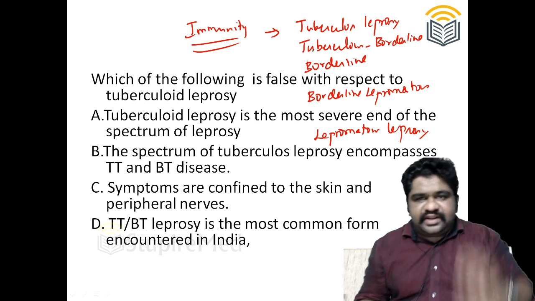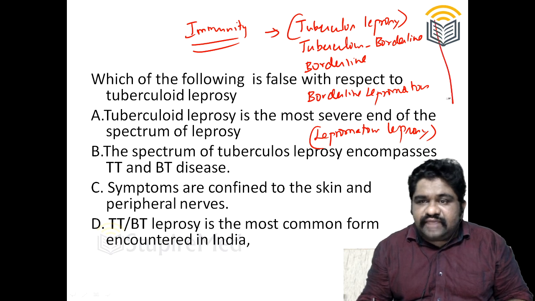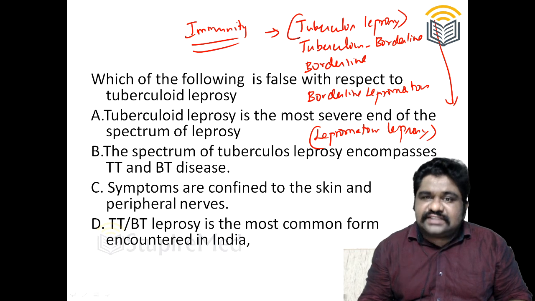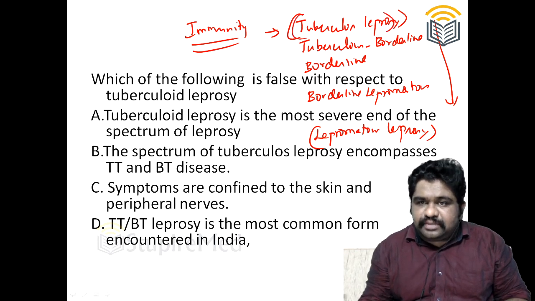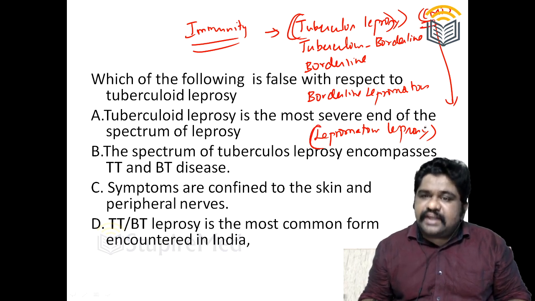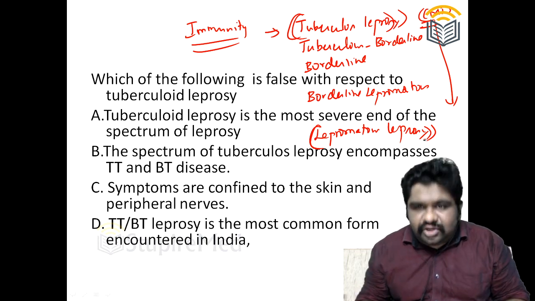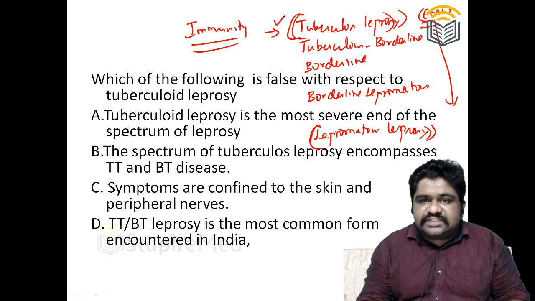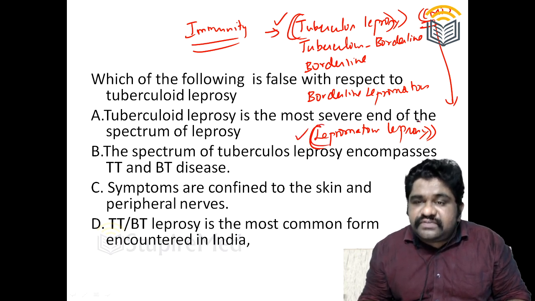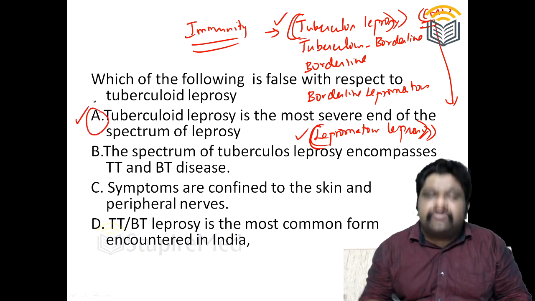If I perform a lepromin test, it will be positive for tuberculoid leprosy and negative for lepromatous leprosy. That indicates the prognostic power of the lepromin test. In tuberculoid leprosy, CMI is present, intact and fights against the organism. In lepromatous leprosy, CMI is present but not able or not willing to fight the organism. So tuberculoid leprosy is the best immune status, while lepromatous leprosy is the worst, the severe end of leprosy. That makes option A the right answer and the false statement.